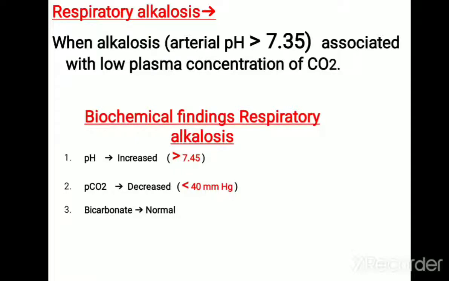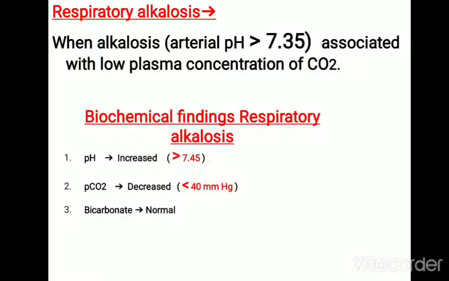And the second one is respiratory alkalosis. Alkalosis means the arterial blood pH should be more than 7.45. When this alkalosis is associated with a low plasma concentration of carbon dioxide, then it is known as respiratory alkalosis. So what are the biochemical findings in respiratory alkalosis? The pH should be more than 7.45.